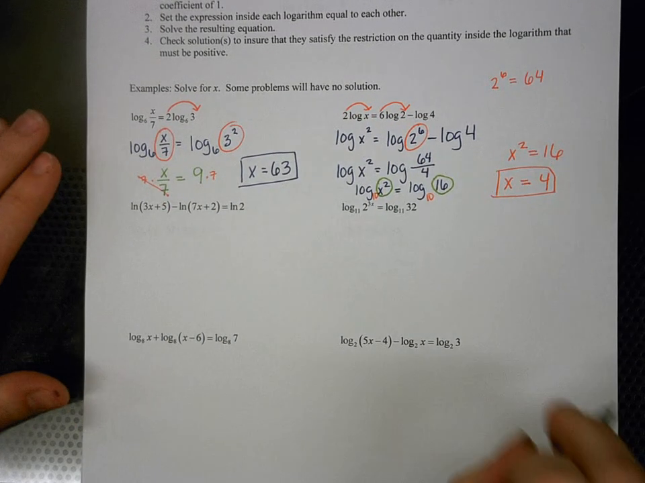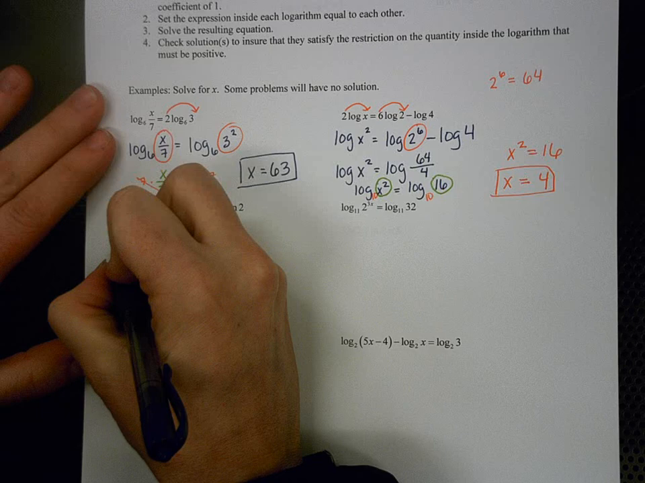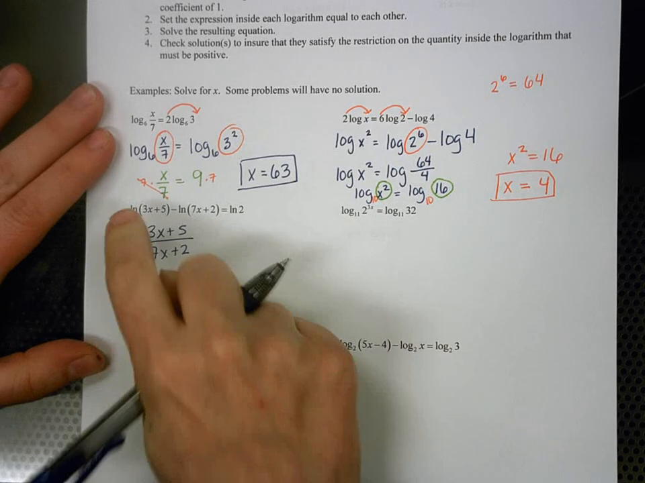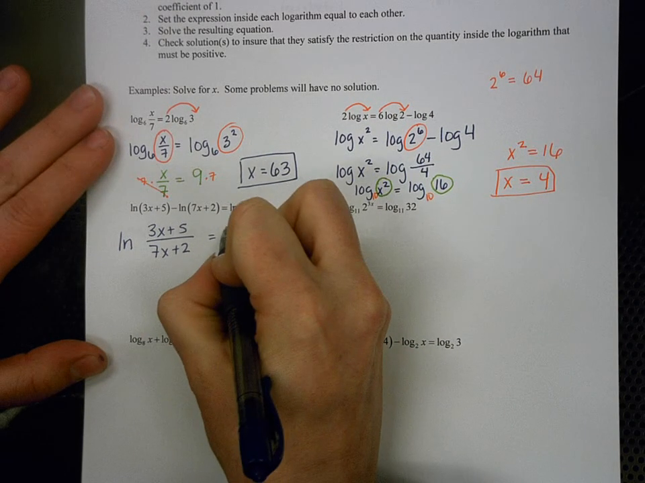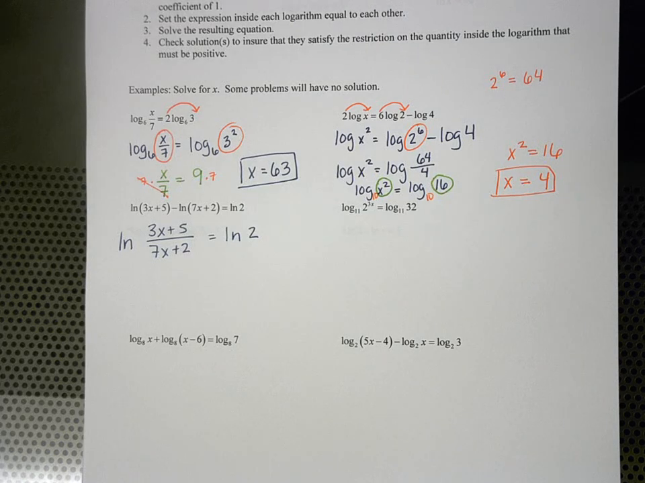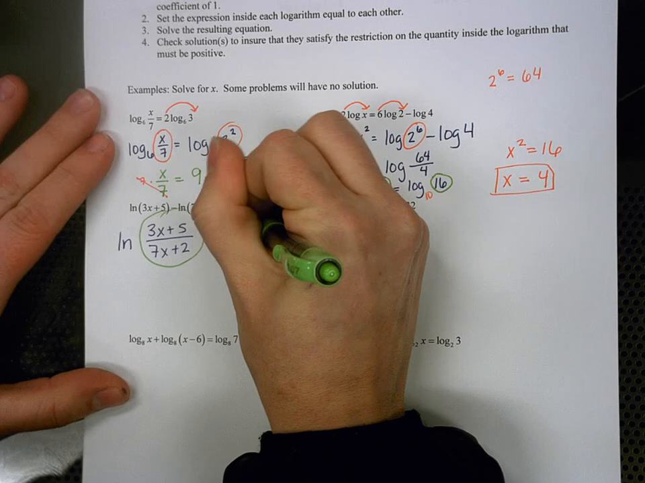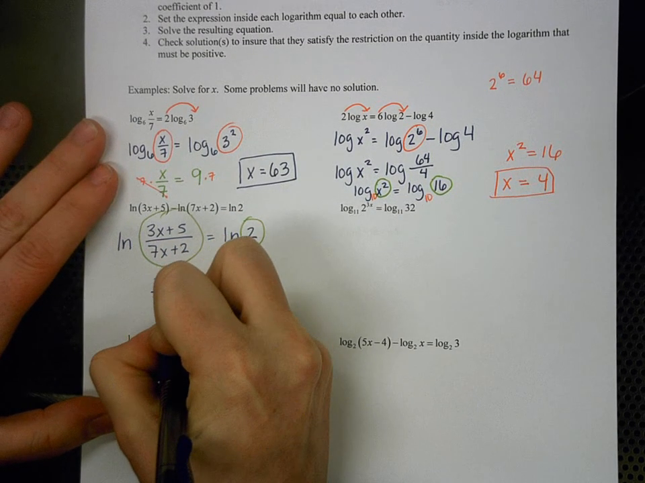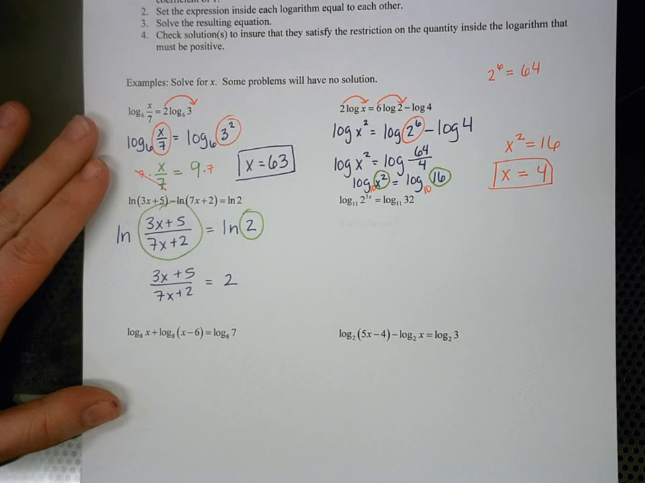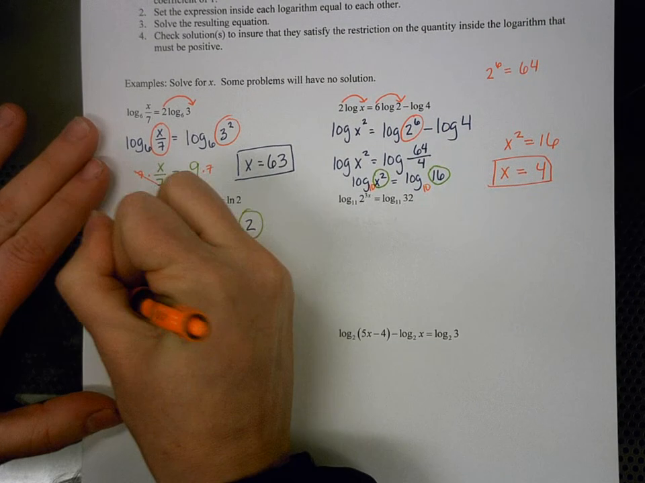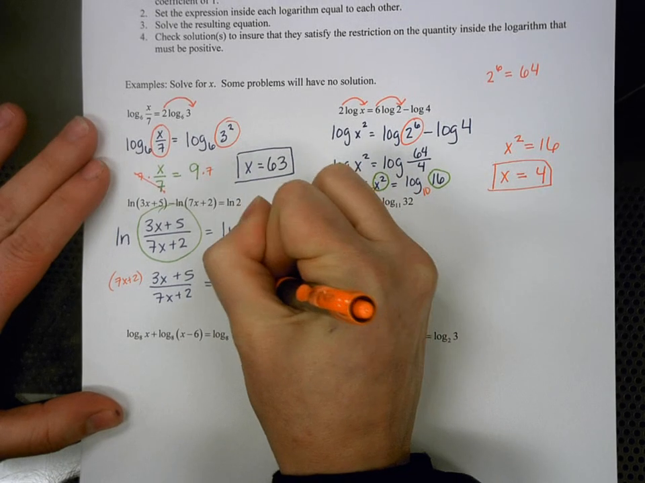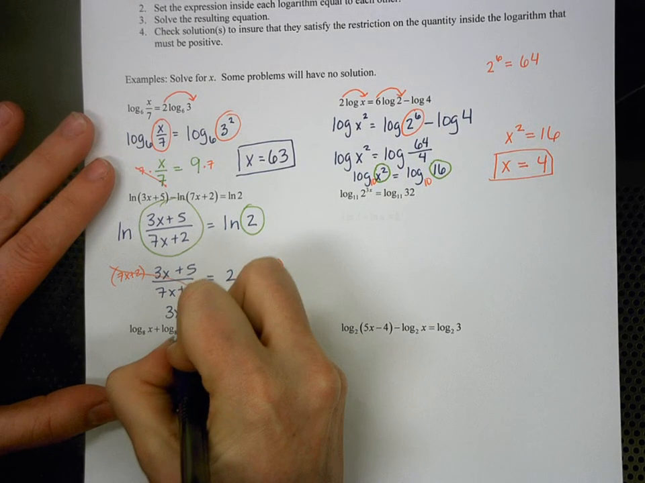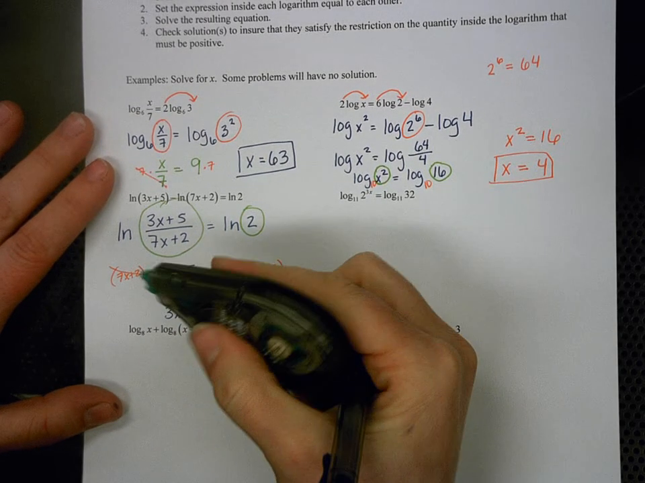All right. Subtraction changes to division. So we're going to divide what's in parentheses. If you have one log on each side, then we set our answers equal to each other. So (3x plus 5) over (7x plus 2) equals 2. We want to get rid of that denominator, so I'm going to multiply by 7x plus 2 on each side. Which means, ooh, it simplifies there. Don't get rid of that 3x. 3x plus 5. I don't need parentheses.